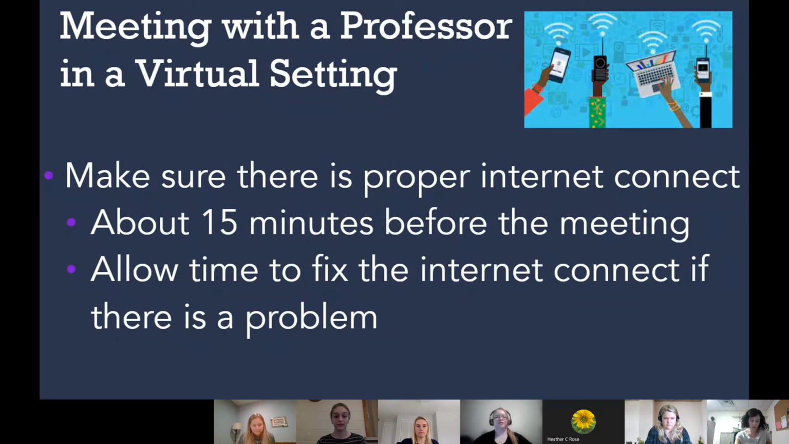The next consideration is that sometimes things happen. The internet doesn't always work and electronics break down. So about 15 minutes before the meeting, set up your laptop or computer and make sure your internet connection is good. If something happens with your internet connection or you have technical issues, then checking about 15 minutes before the meeting can give you time to either fix the issue or email the professor explaining the situation and to schedule another meeting if the issue cannot be resolved.